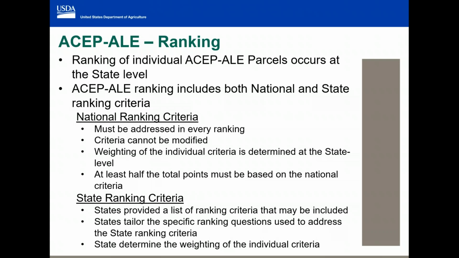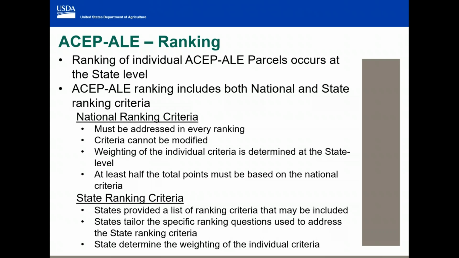So the states can look at all of the national criteria, identify their relative importance based on the concerns and the issues going on within the individual state, and set the weights of those individual criteria for the national components. And then those national components have to comprise at least half the total points that are available.